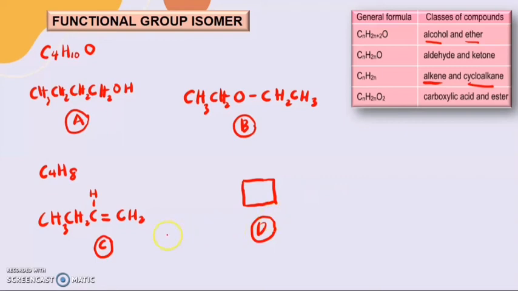Another structure can also be a functional group isomer for C with C4H8. It can also be a cyclic compound with 3 carbons and 1 branch. I name it as E. So C and E are also functional group isomers, as E has 4 carbons and 8 hydrogens, same as compound C. These are the pairs you have to remember so that you can assign your compound with its functional group isomer.